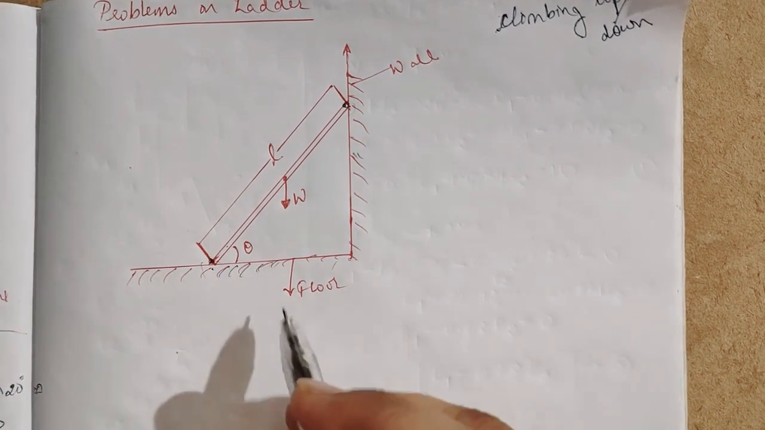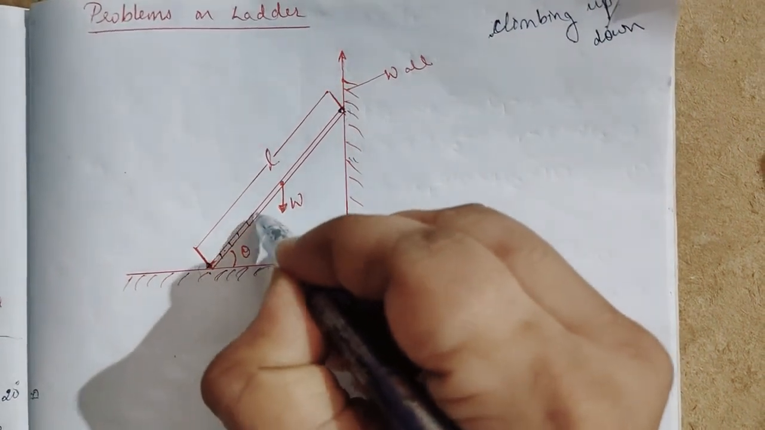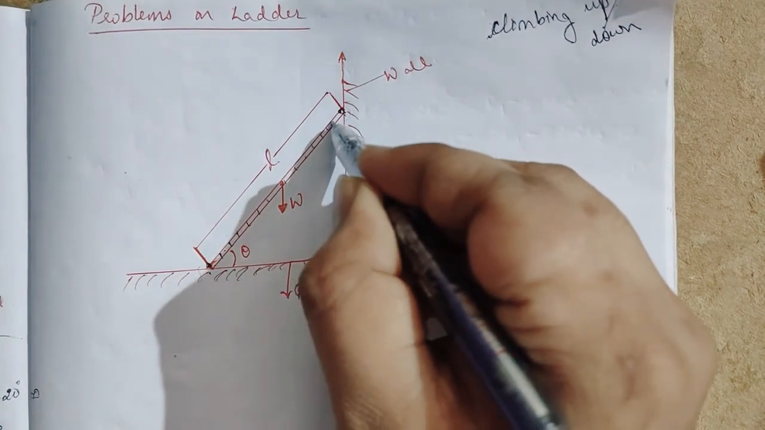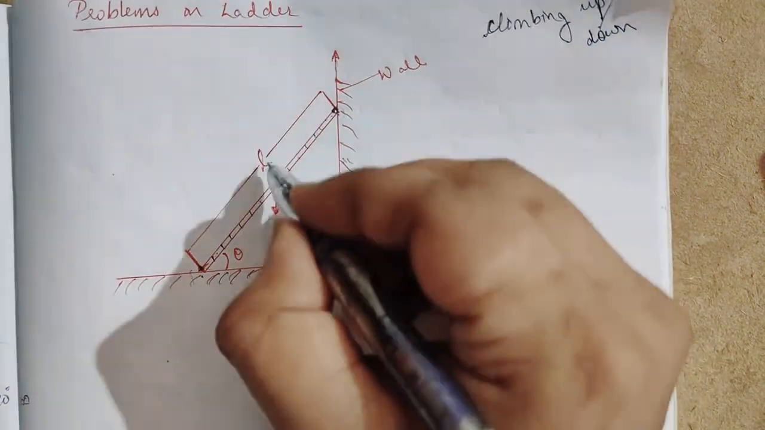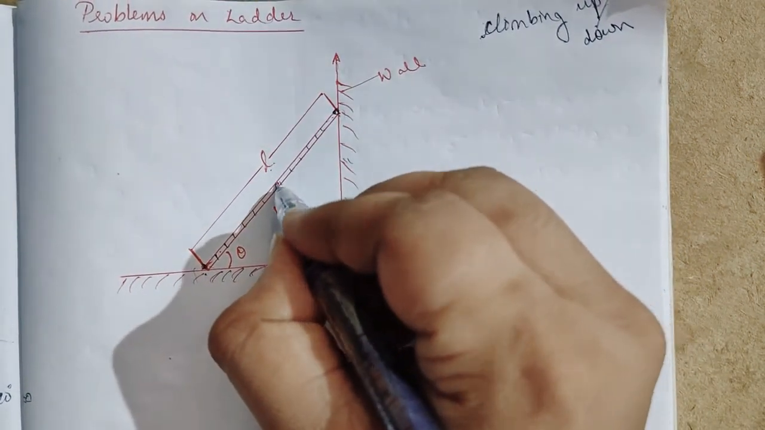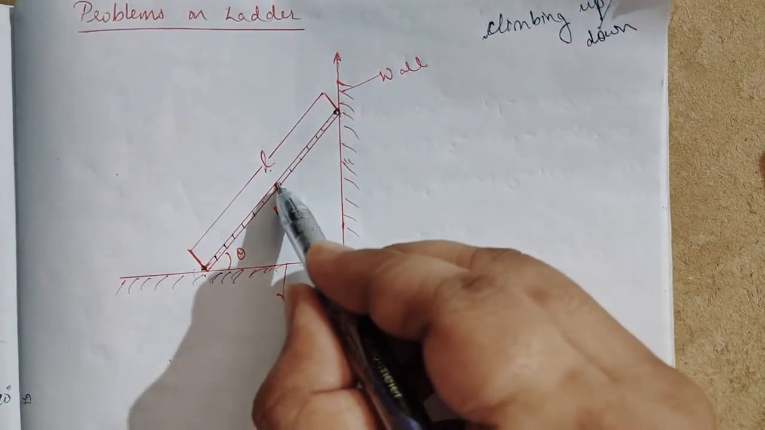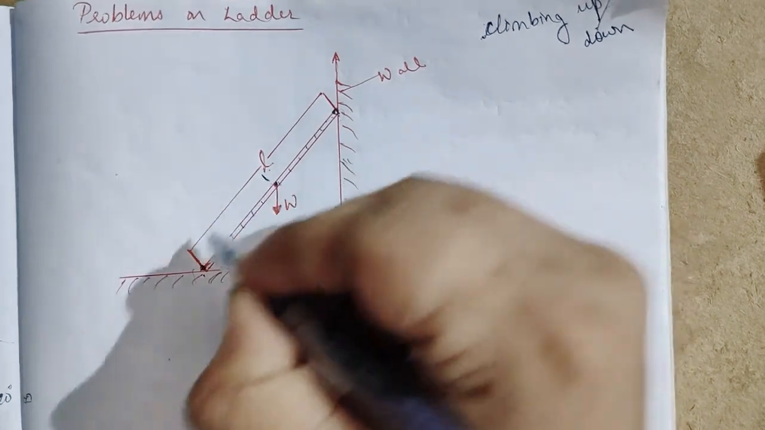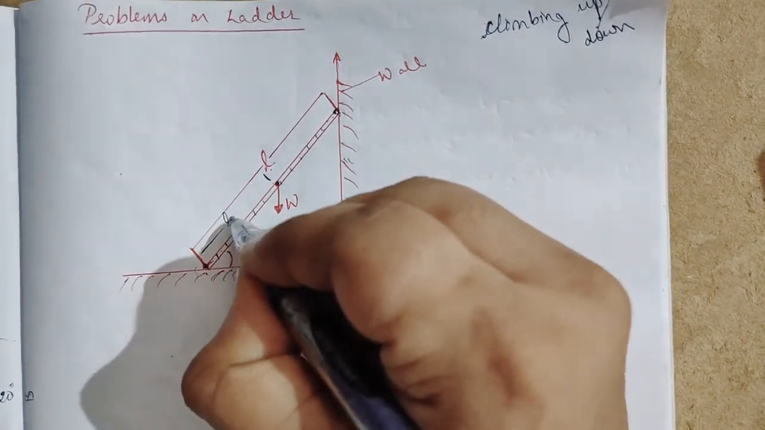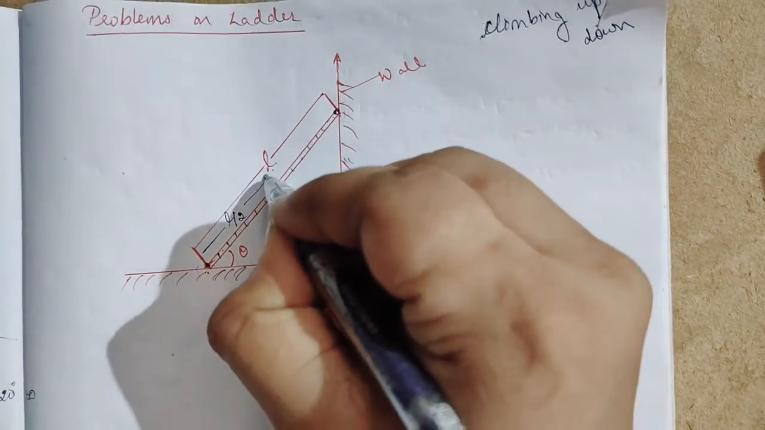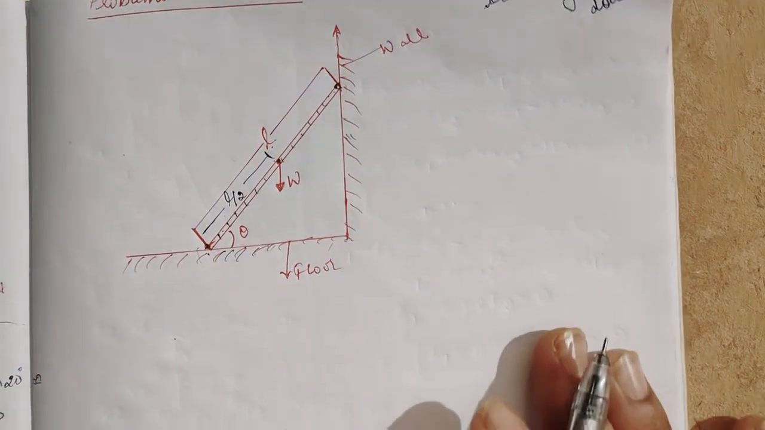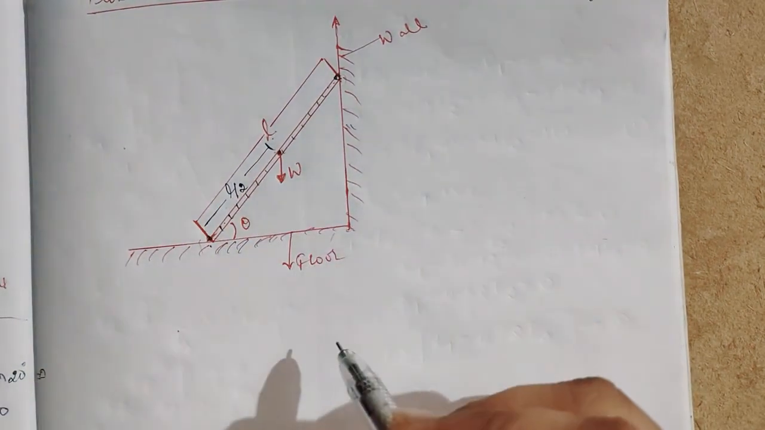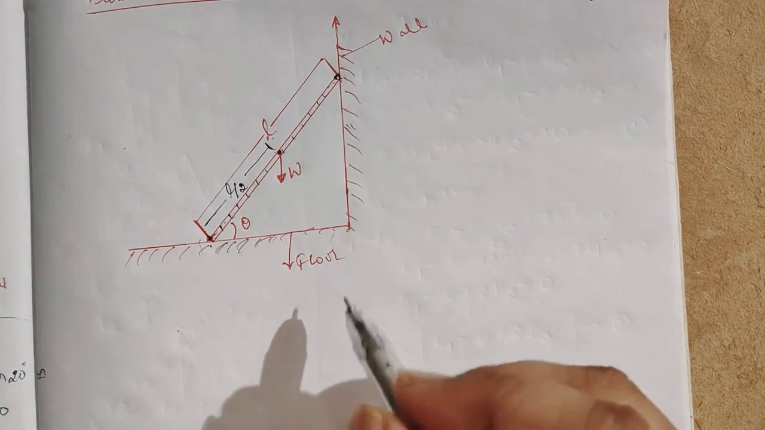Now see here, so this is the ladder, right? So this is the length of the ladder. If this is the weight of the ladder, it is concentrated here, means the distance along the ladder will be L by 2. At exact half, the centroid will be there, and there the weight of the ladder will act.